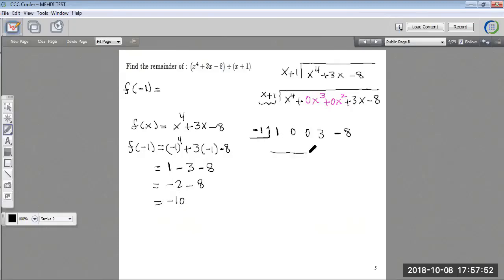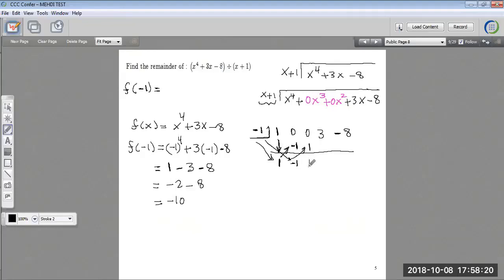If you recall, we're going to bring the 1 down here. Again, you don't have to do this. We multiply these two together and place it right here. They give you minus 1. So you get 0 plus minus 1 gives you minus 1 when you add them. And you continue with this process. You multiply these two together and place it here. They give you 1. 0 plus 1, they give you 1.